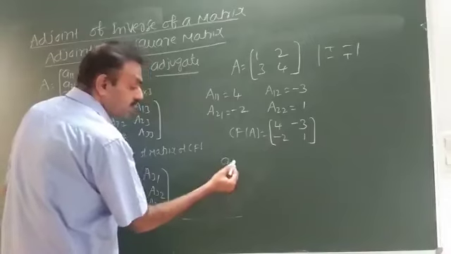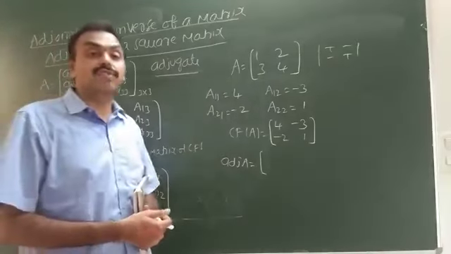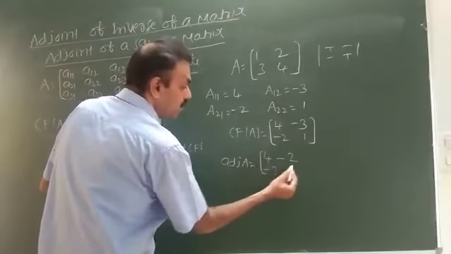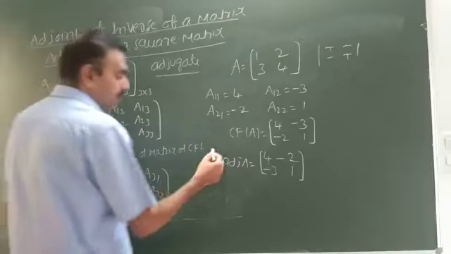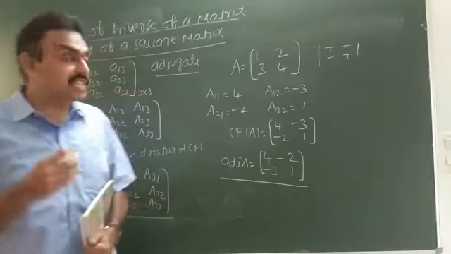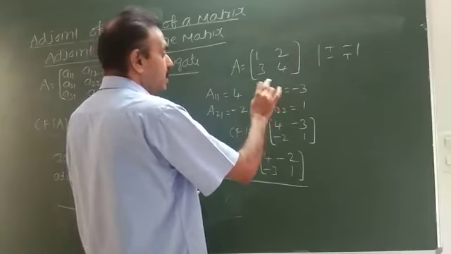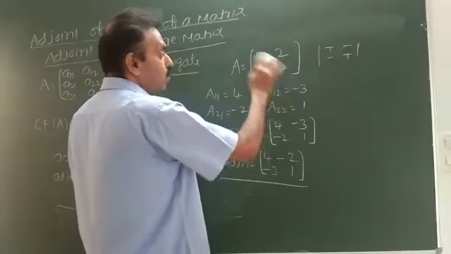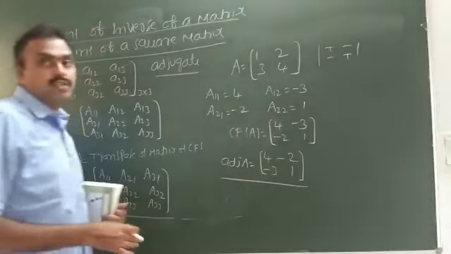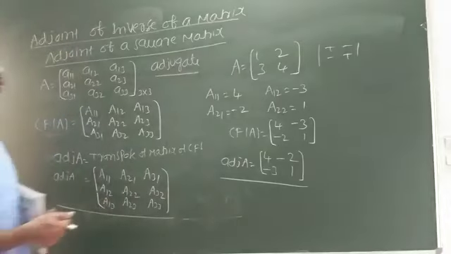Now let us find the adjoint of the square matrix. The adjoint of a square matrix is defined as the transpose of the matrix of the cofactors. So I get here 4, -2, -3, 1. This is the adjoint of the matrix. Let us find the cofactor of each and every element. For the first element, the cofactor is 4. For 2, the cofactor is -3. For 3, the cofactor is -2. For 4, the cofactor is 1. The cofactor matrix is 4, -3, -2, 1, and the adjoint is given by the transpose of the matrix of cofactors: 4, -2, -3, 1.